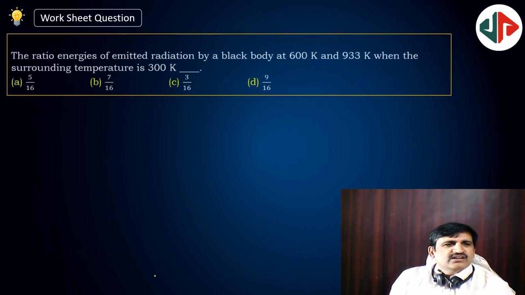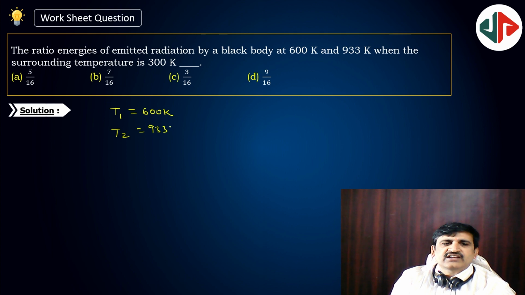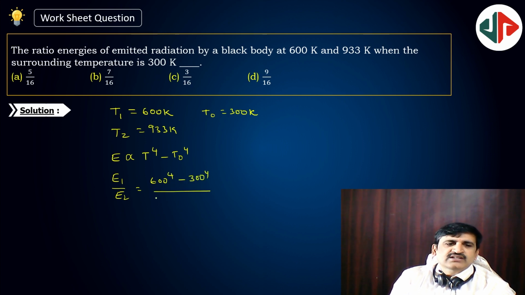It's easy. The ratio of energies of emitted radiation by a black body at T1 equal to 600 Kelvin and T2 equal to 933 Kelvin. Surrounding temperature T0 is equal to 300 Kelvin. He is expecting the ratio of energies emitted. So E is proportional to T to the power 4 minus T0 to the power of 4. So the ratio E1 by E2 is equal to 600 power 4 minus 300 power 4 by 933 power 4 minus 300 power 4.